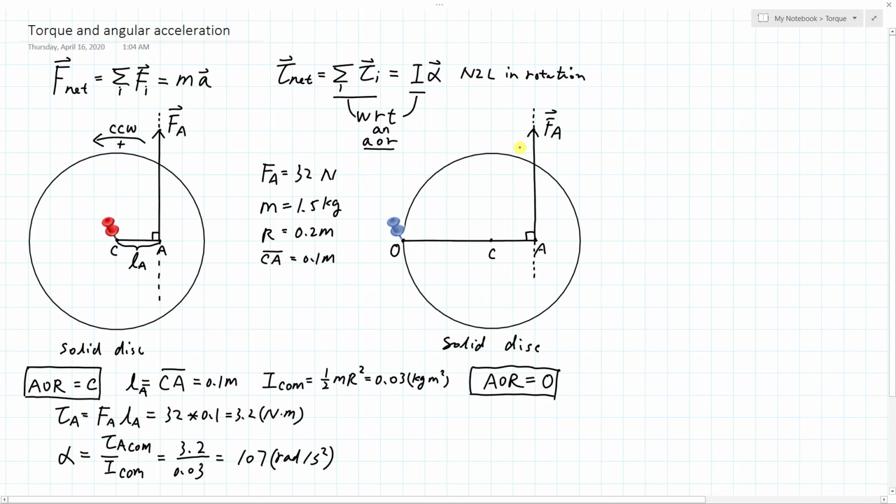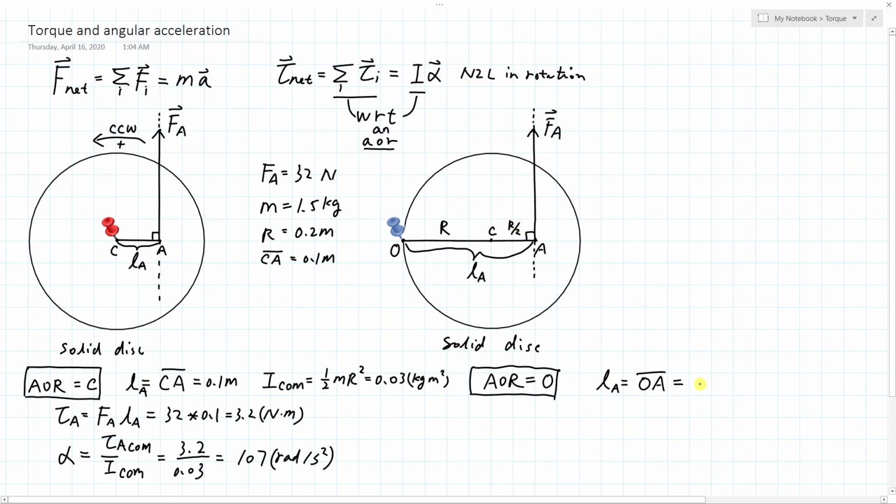Okay, so with that said, let's do this lever arm again. Lever arm of force A. Now that we have a new axis of rotation, the lever arm is going to be the perpendicular distance between the axis of rotation and the line of action. So now this is a new LA. It's going to be the distance between O and A now. And that involves one radius and then a half radius.